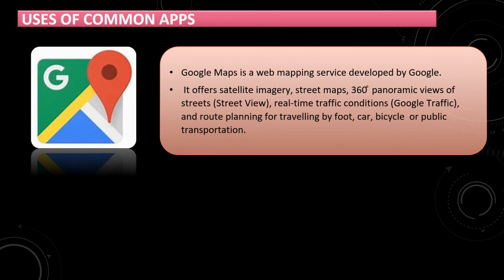The last app which we will be discussing is Google Maps. Google Maps is a web mapping service developed by Google. It offers satellite imagery, street maps, 360-degree panoramic views of streets, that is, a wide angle view of the street where we can feel we are physically present, real-time traffic conditions, that is, the flow of traffic in a particular area at a particular time, and also allows us to plan the route for traveling by foot, car, bicycle or public transportation.